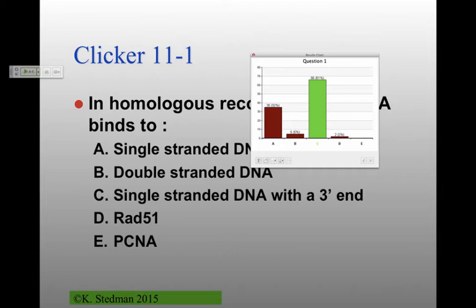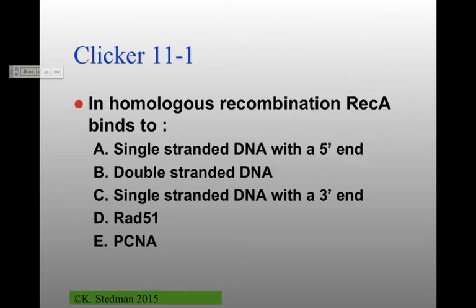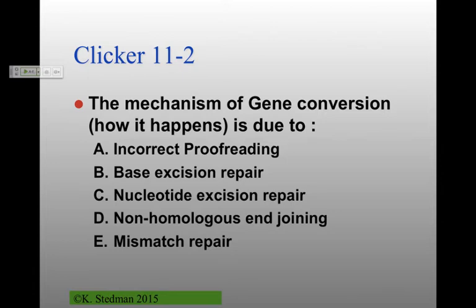So our next question is: the mechanism of gene conversion, how it happens, is due to incorrect proofreading, base excision repair, nucleotide excision repair, non-homologous end joining, or mismatch repair.